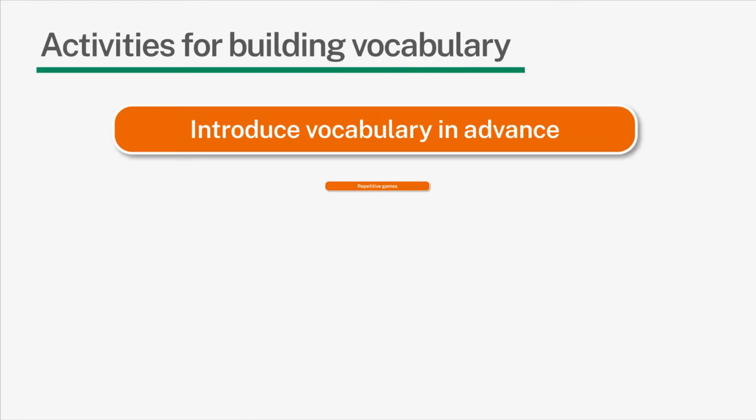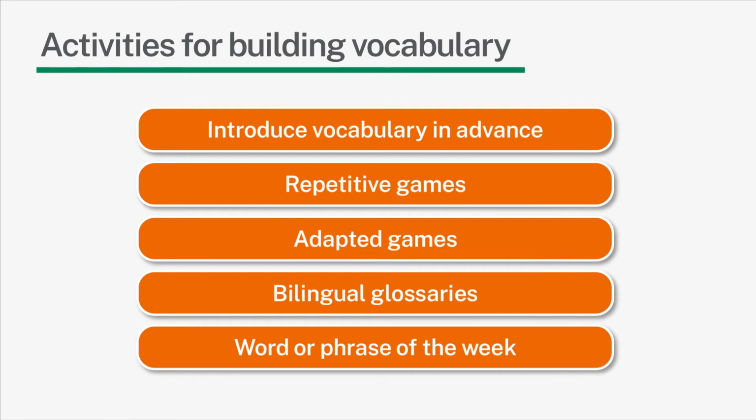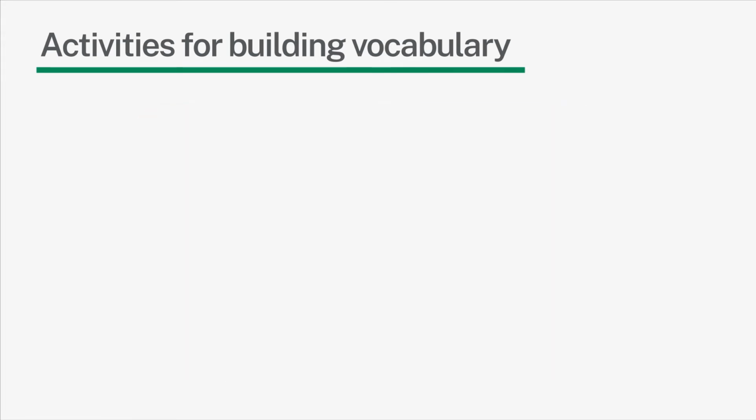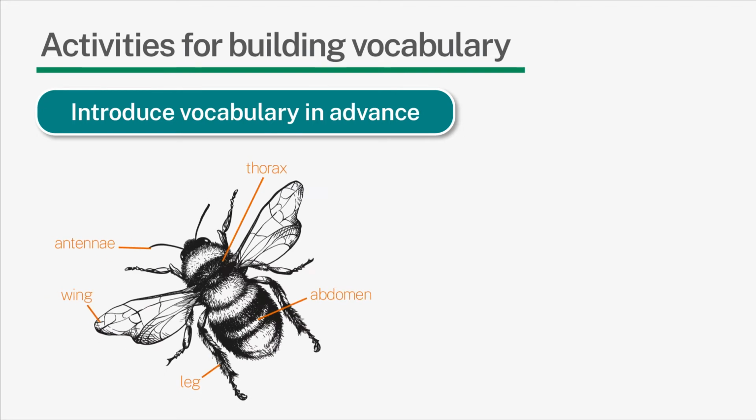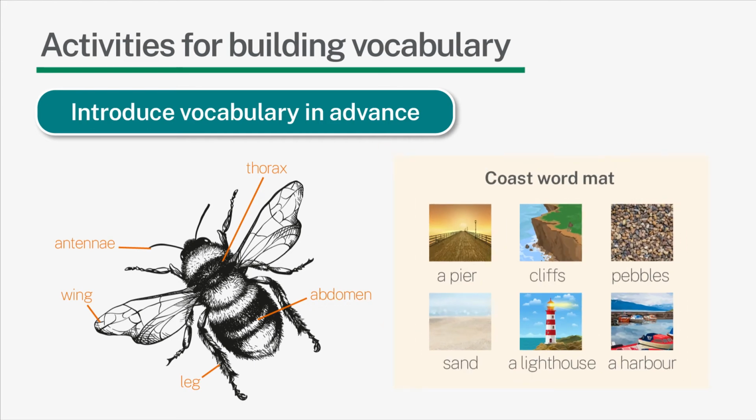Let's now look at 5 activities to build vocabulary for learners using EAL. It can be a useful strategy to introduce key words and phrases before starting a new topic. This can be done through displaying words with visuals on a poster or a word map that can be referred back to during the lesson.